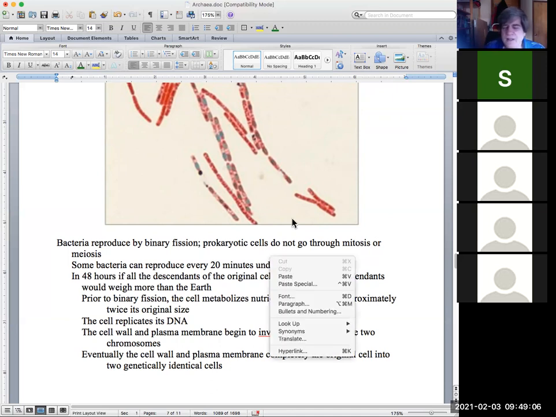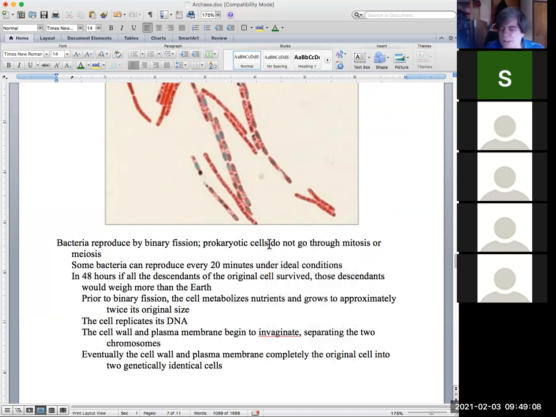Now, keep in mind that bacteria cells never reproduce by mitosis or meiosis. Mitosis and meiosis only happen in eukaryotic cells. Prokaryotic cells reproduce mostly by a process called binary fission. We'll talk about one other type of reproduction a little bit later.